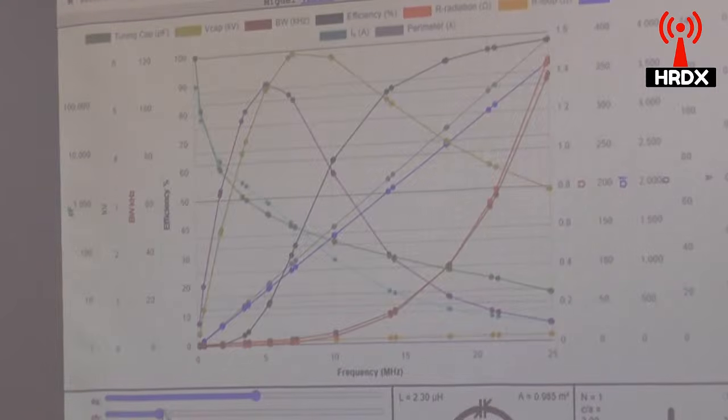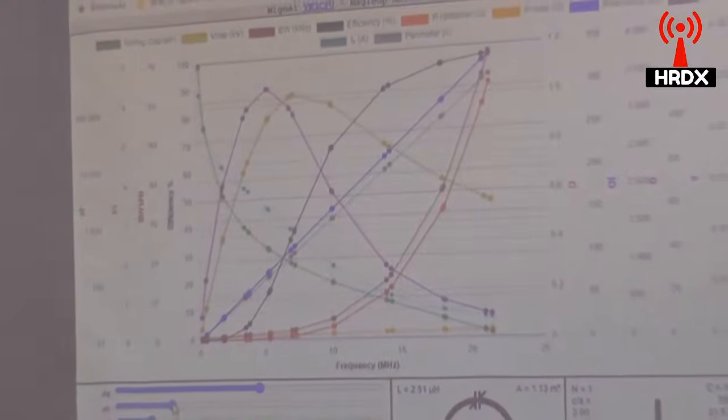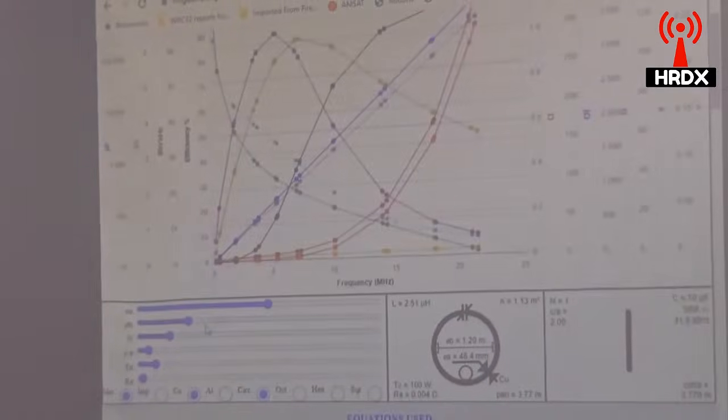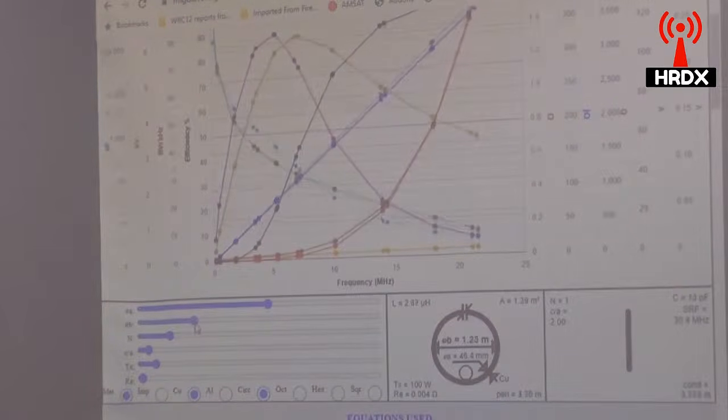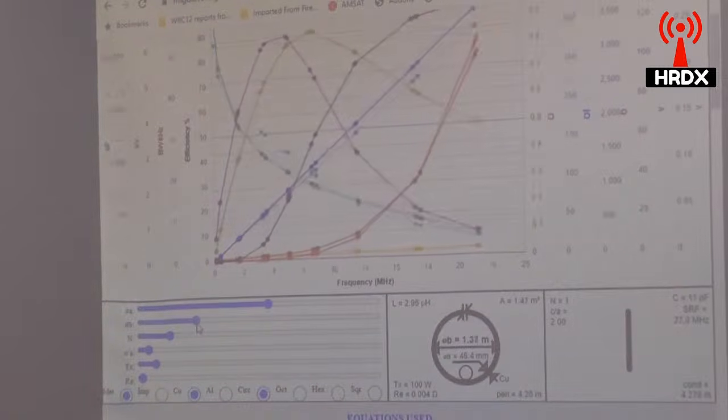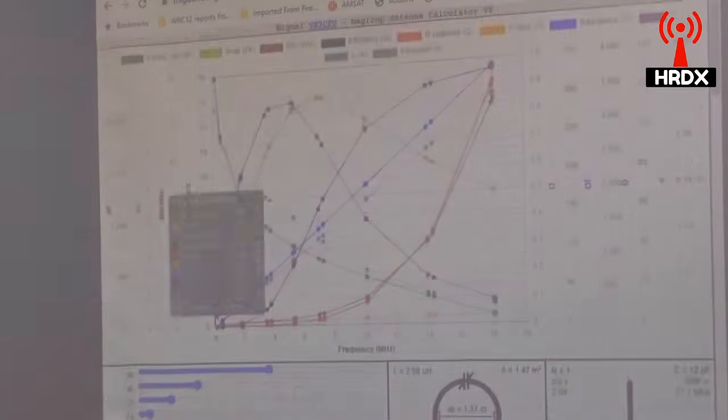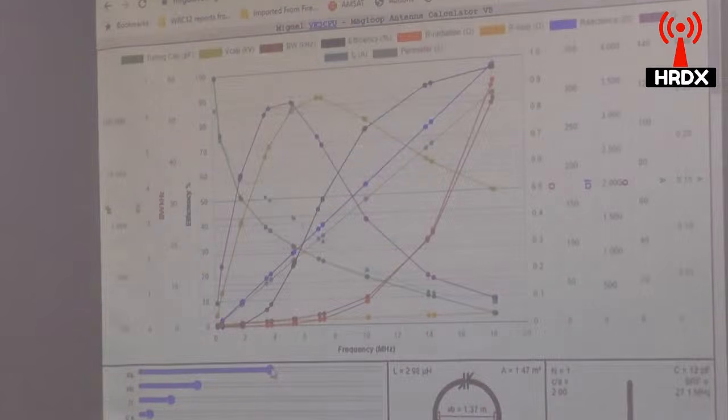Now, let's get this back to where it is. 4 point, there we go. Okay. Now let's go bigger in size. So bigger tube.